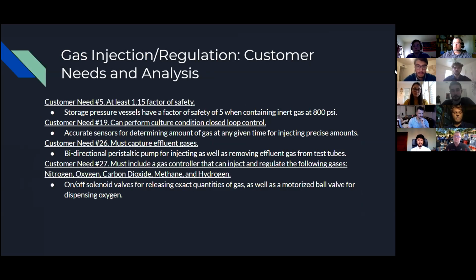So these are the customer requirements met by this subsystem, which I can explain in more detail on the next slide. So you can skip over this slide.